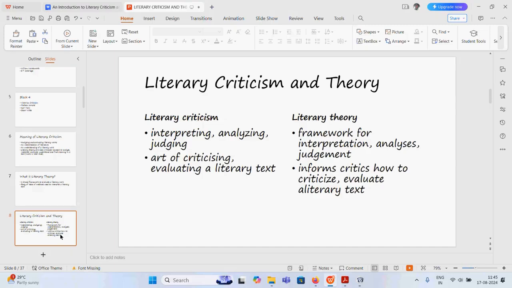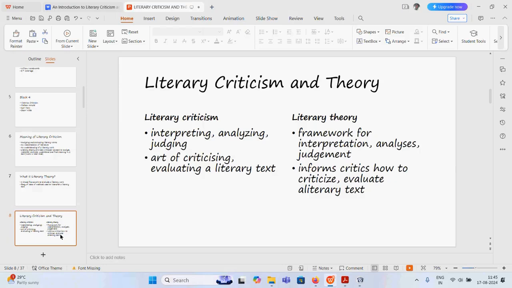This particular slide helps us to understand the differences between literary criticism and theory. On the left side of your screen, you have literary criticism listed. On the right side, literary theory. Literary criticism, as we told a little while ago, is interpreting, analyzing, and judging any work of art. It is the art of criticizing or evaluating a literary text.